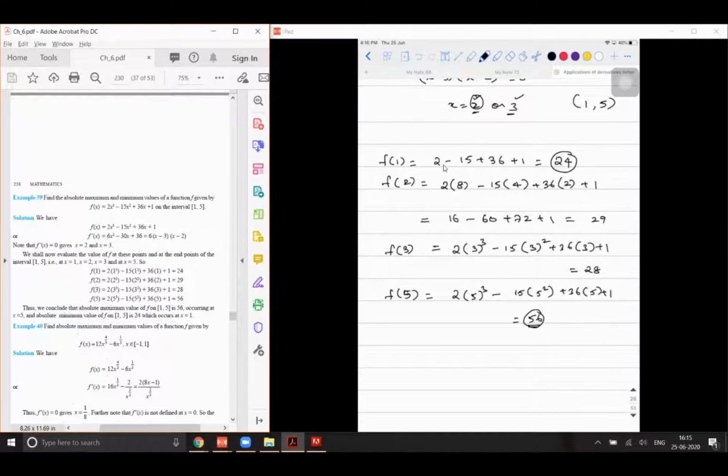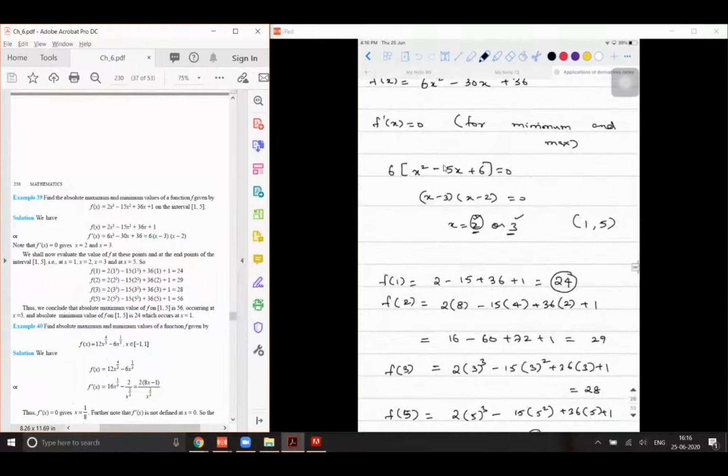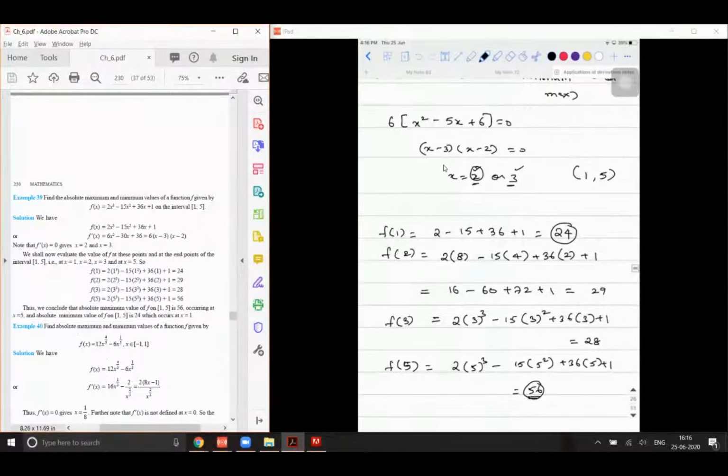Tell me. Sir, why did we figure out the values x is equal to 2 and x is equal to 3? That is because we differentiated. You could have told f of 1 and f of 5, is that what you're trying to say? No, the question is find the absolute maximum and minimum value. So why did we differentiate this? Because you should also know in between where the function is increasing and decreasing. You should know where it is attaining the maximum value and minimum value.